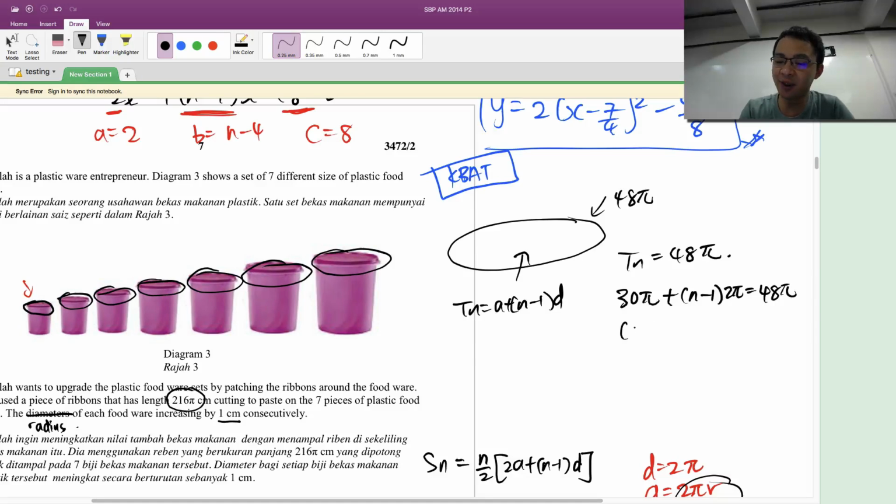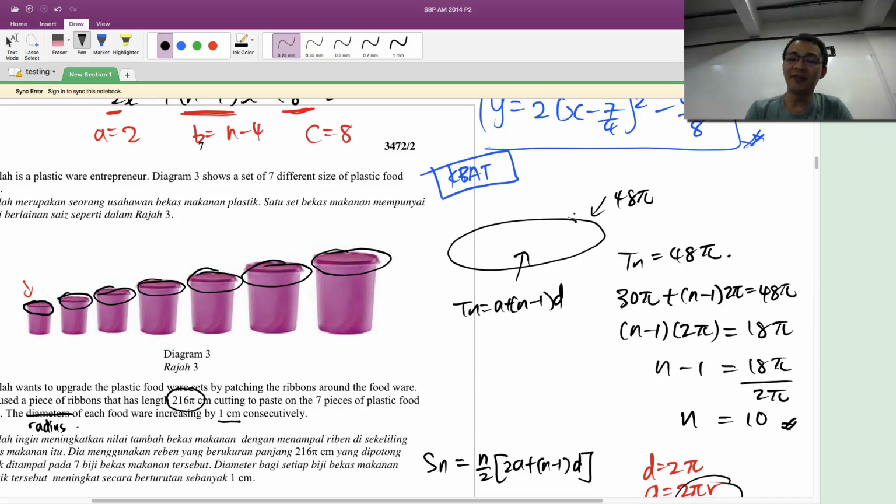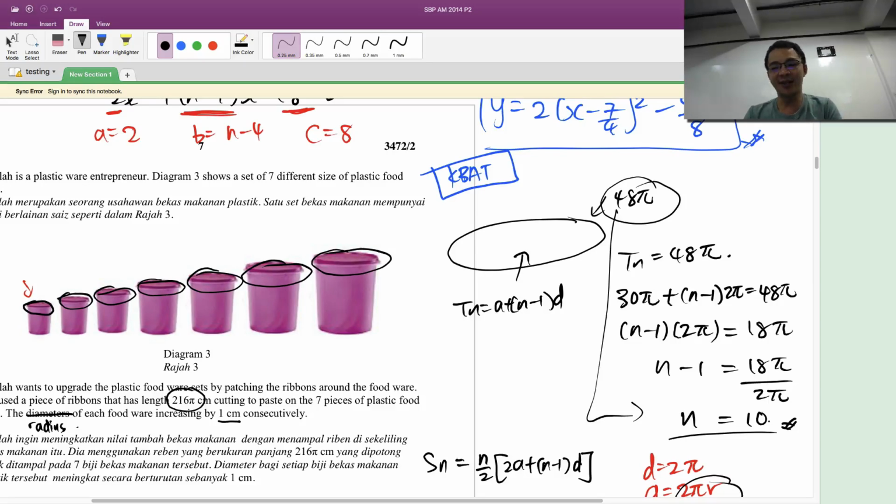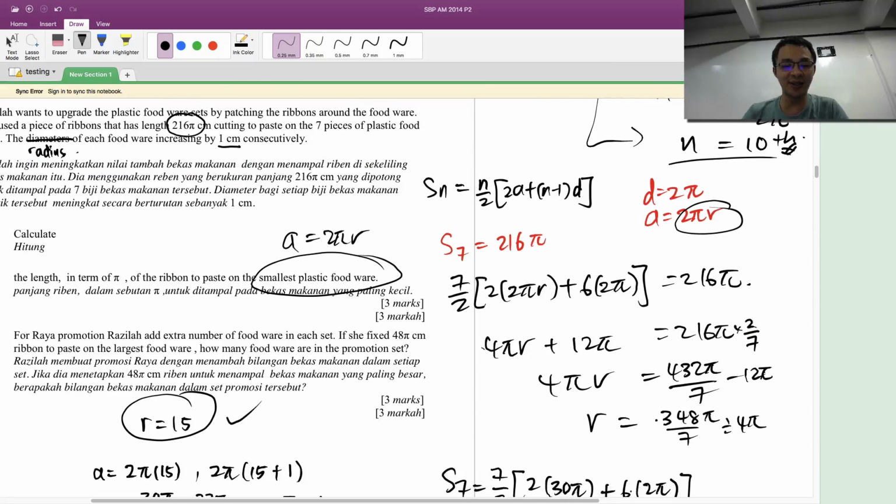Of course I will solve this one. This is n minus 1, this is 2 pi. I move the 30 pi to the other side, I will get 18 pi. Then n minus 1 equals 18 pi divided by 2 pi, so I get 9, and n equals 10. That means if the largest ribbon pasted on it is 48 pi, it is the 10th footwear. In this case you just show it's 10, because the question asks how many footwear are in the promotion set, so it will be 10.